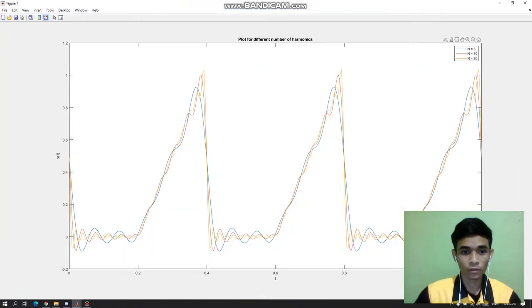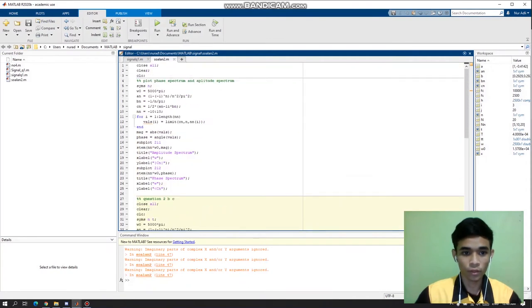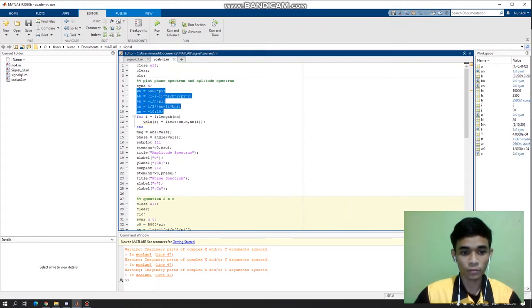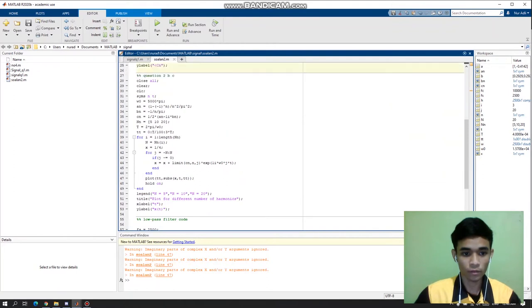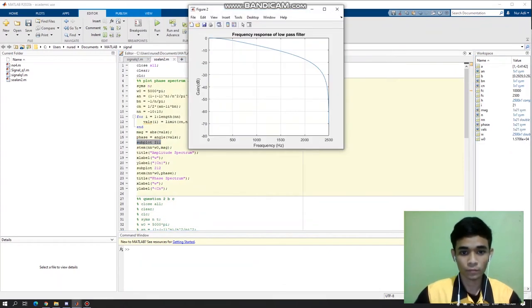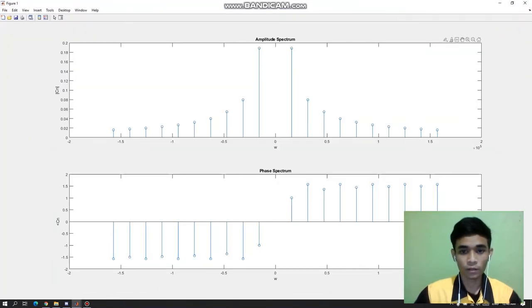Okay, we got the plot for a different number of harmonics. We can see here the graph: the blue one is 5 harmonics, red is 10 harmonics, and yellow is 20 harmonics. So let's move to plot the phase spectrum and amplitude spectrum. Here we can see our values are the same as this, because we use values from the manual calculation. So let's run it. Okay, here we can see the amplitude spectrum and phase spectrum.